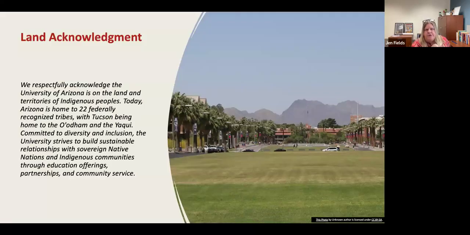And we always want to start with our land acknowledgement. We respectfully acknowledge the University of Arizona is on the land and territories of Indigenous peoples. Today, Arizona is home to 22 federally recognized tribes, with Tucson being home to the Tohono O'odham and the Yaqui. Committed to diversity and inclusion, the university strives to build sustainable relationships with sovereign Native nations and Indigenous communities through education offerings, partnerships, and community service.